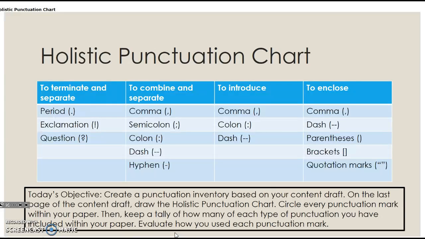read through your draft and circle every punctuation mark within your paper. Next, keep a tally on that holistic punctuation chart of how many of each type of punctuation you have included within your paper. And then ultimately, what we will do after this lesson is evaluate how you used each punctuation mark. So if you used periods, exclamation points, and questions, did you use them for termination and separation? When you used a comma, what was your purpose for using a comma? We'll have to make sure that you used it correctly.